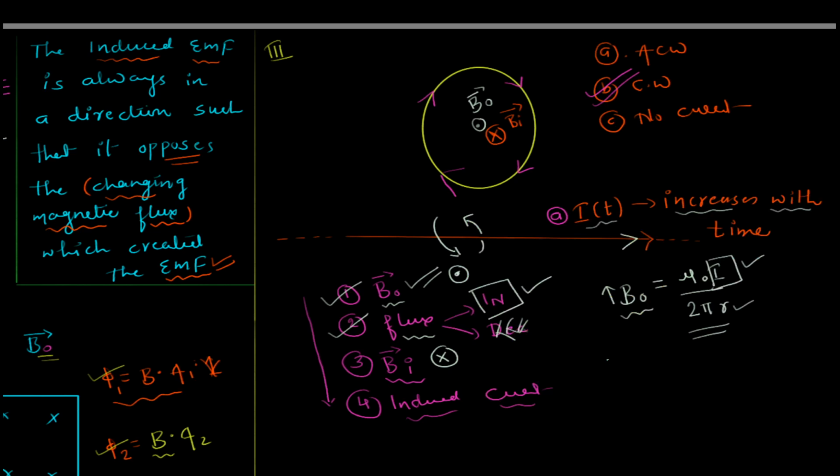What if the question was this? Current is a time dependent function, except it is decreasing with time. And if that was the case, your answer would have been anti-clockwise. If it was decreasing with time, your answer would have been anti-clockwise. So option A is the answer for question B. This is my question B, right? And option B is the answer for question A.